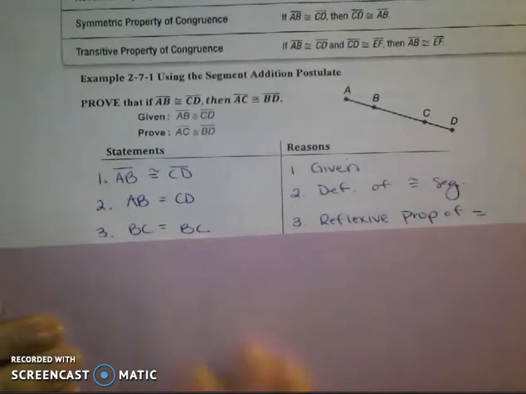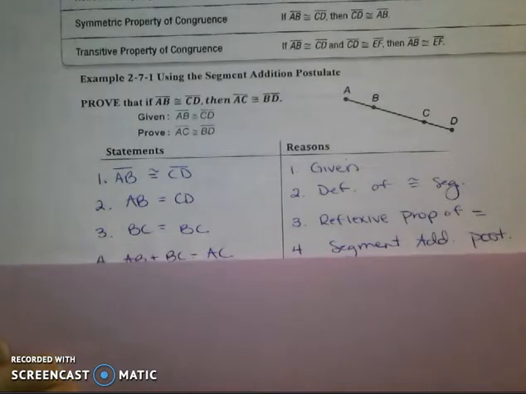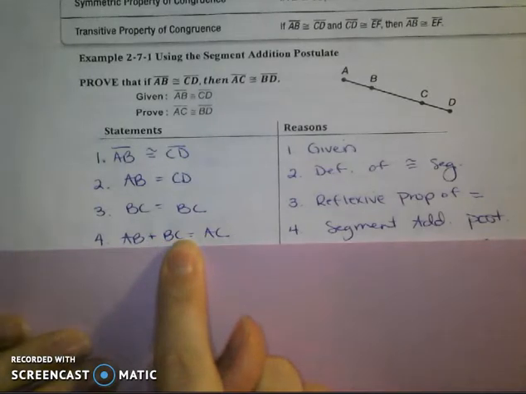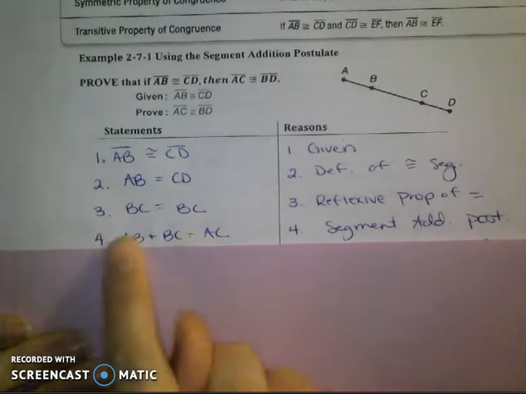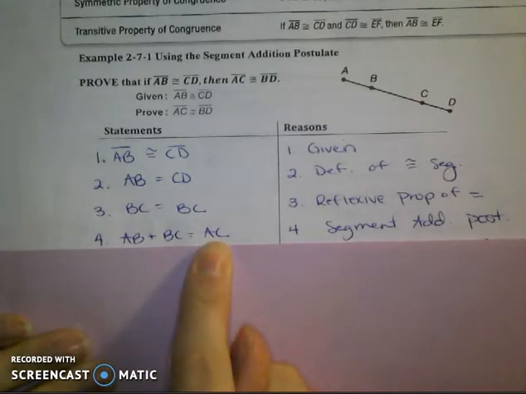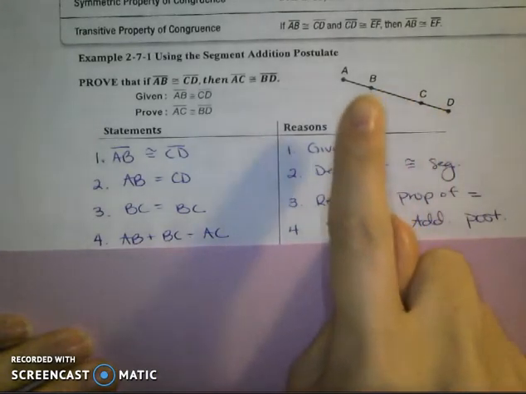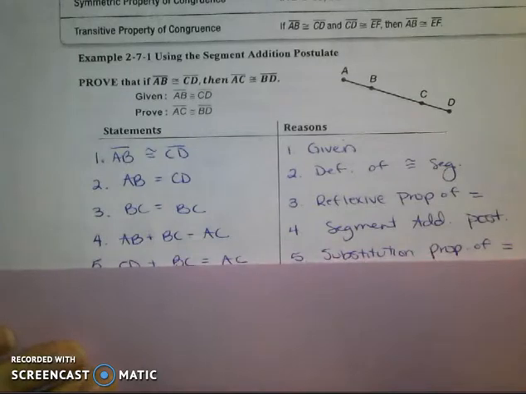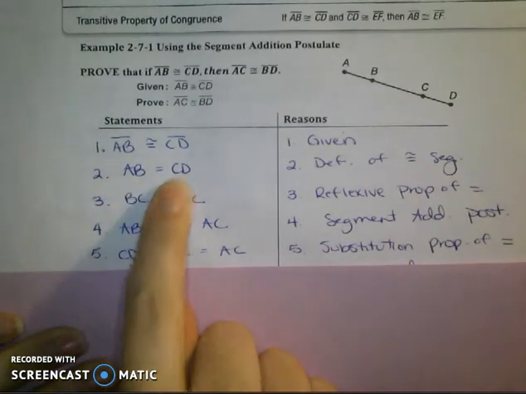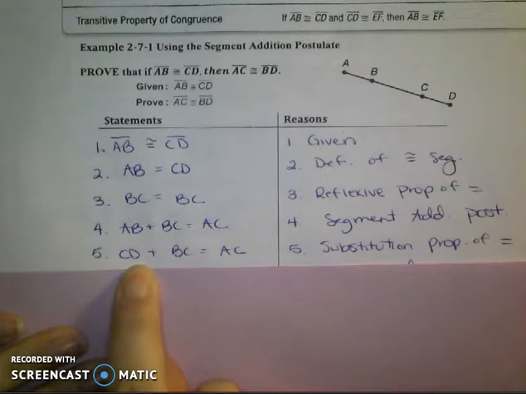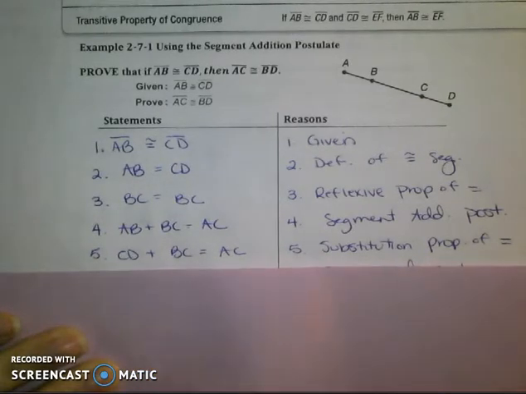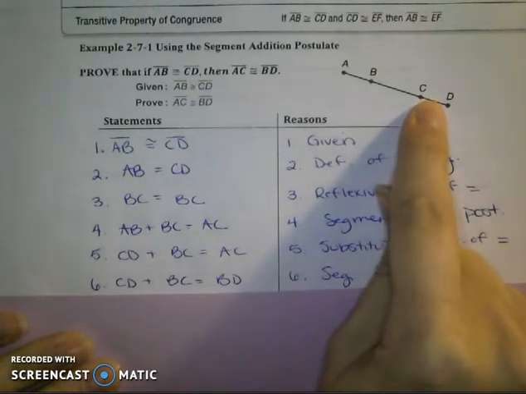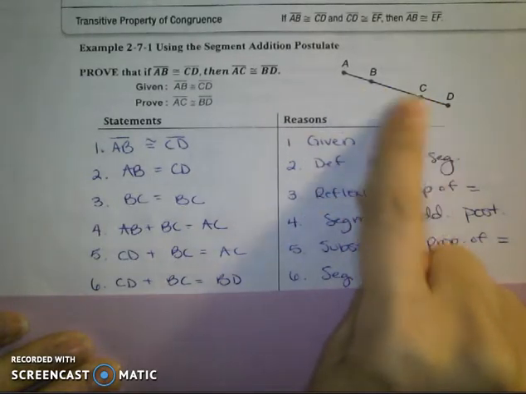Okay, so now we can move to our reflexive property, saying that BC is equal to BC. And then we can move to our segment addition postulate. So we've got all this stuff above the segment addition postulate because we're going to need to use our segment addition postulate to probably substitute some things in. So segment addition postulate, we can say that AB plus BC is equal to AC. And then substitute in, since AB is equal to CD, we can substitute in CD here. And then we can go ahead and do segment addition for this part. CD plus BC is equal to BD.